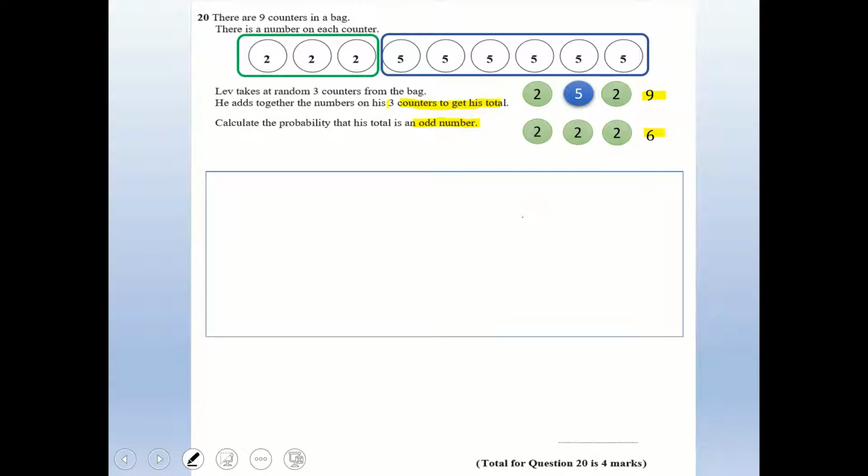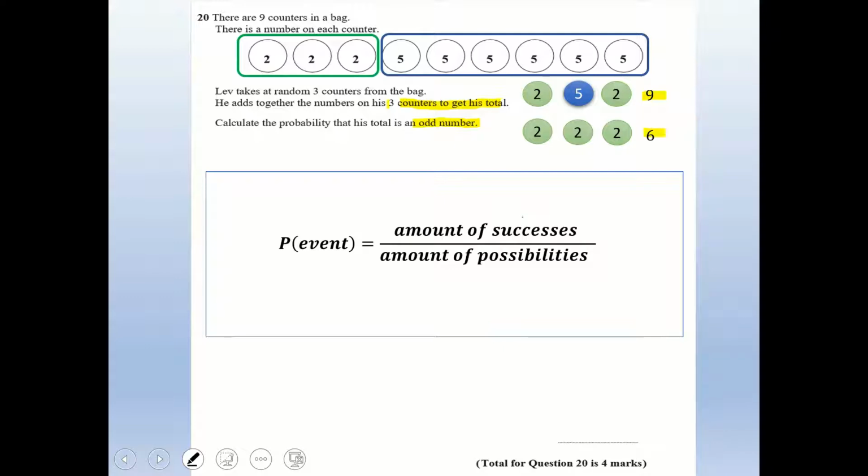We know that the probability of an event happening is the number of successes over the number of possibilities, or the total number of outcomes. You should understand this formula when you solve any probability question. Now let's draw our tree diagram.